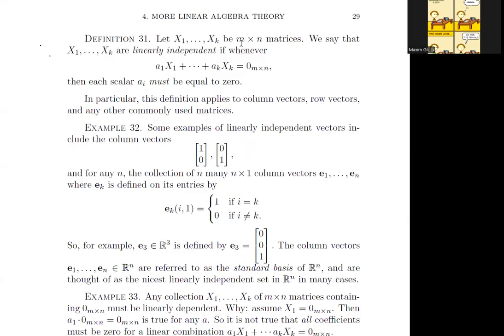If x1 through xk are m by n matrices, we say that these are linearly independent if whenever you have a linear combination equal to zero, that implies each a_i must be zero. In particular, this definition applies to column vectors, row vectors, and any other commonly used matrices. You could take any dimensions you want.